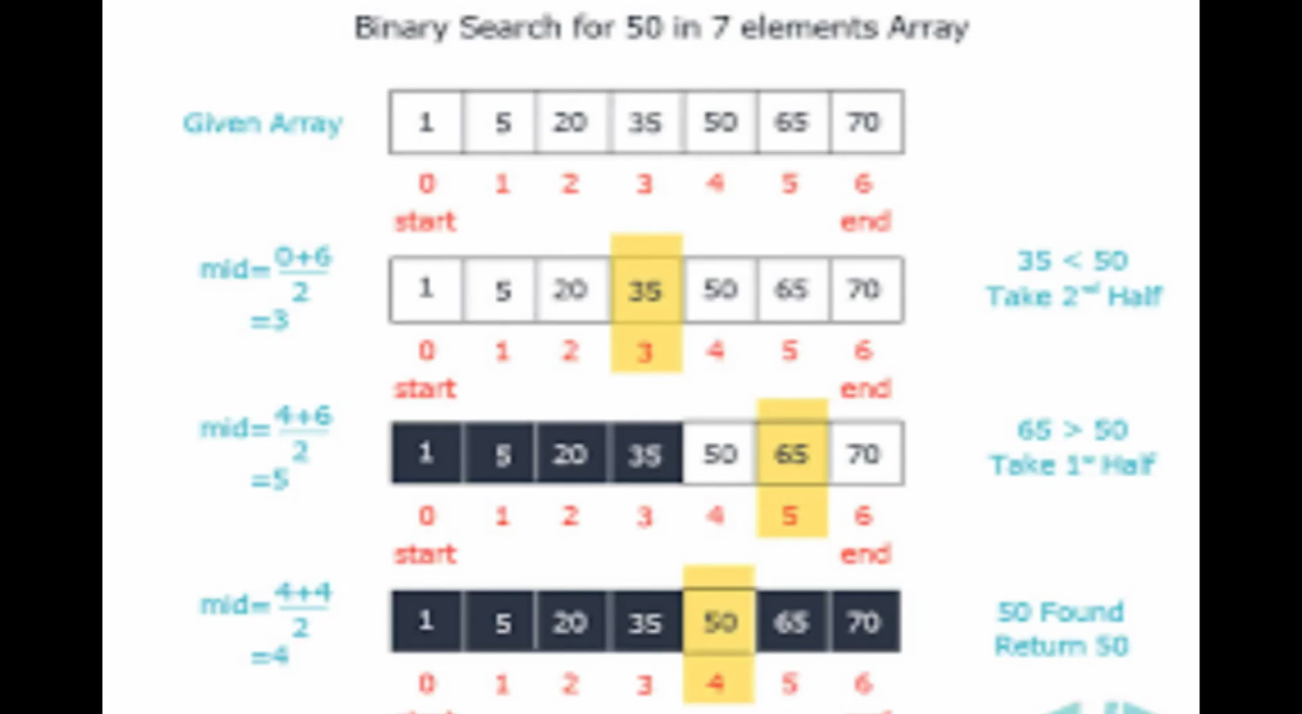Now we'll just see here. Consider, for example, this is a given list, an array. Now I want to implement binary search on this. To implement binary search, I first have to have an array of elements either in ascending or descending order. You can see here the elements are in ascending order. Now I want to search for the element 50 in this array.